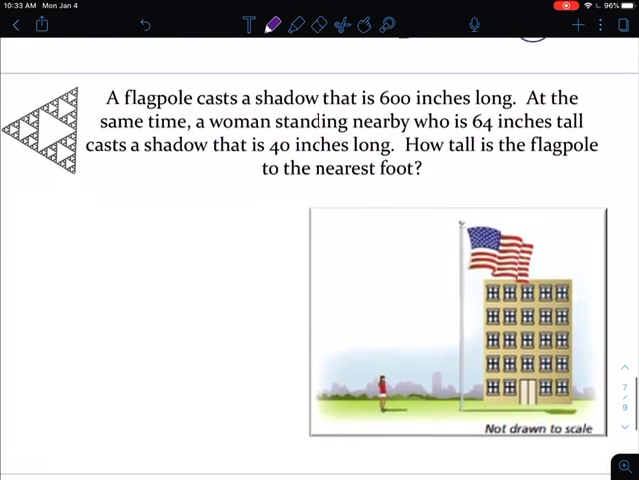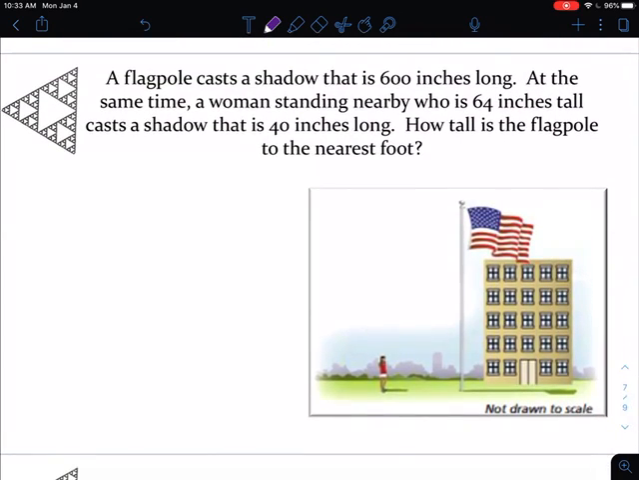Okay. Last thing here is just kind of a review of what we talked about in the first section. Once we know triangles are similar, what are things we can do with them? One of the things we can do is solve for missing pieces. It says a flagpole casts a shadow that's 600 inches long. So I've got this flagpole in the picture, and it casts this shadow, which they say is 600 inches long.